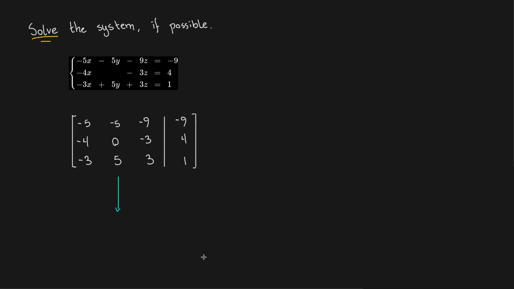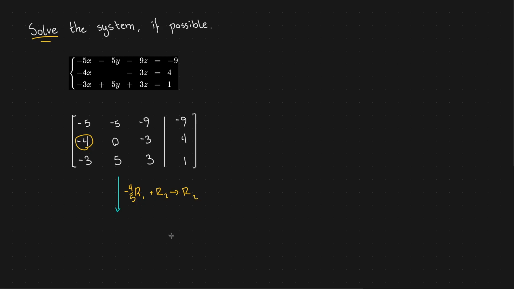To do that, there are lots of ways I can. For example, let's get a 0 here. I could take row 1 and multiply it by -4/5. -4/5 times 5 is... times -5 is +4, plus -4 would be 0. So if I take this and add it to row 2, and that's my new row 2, I get a 0 here. That'd be beautiful.